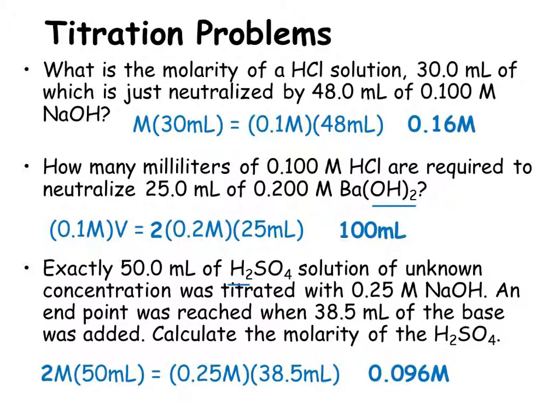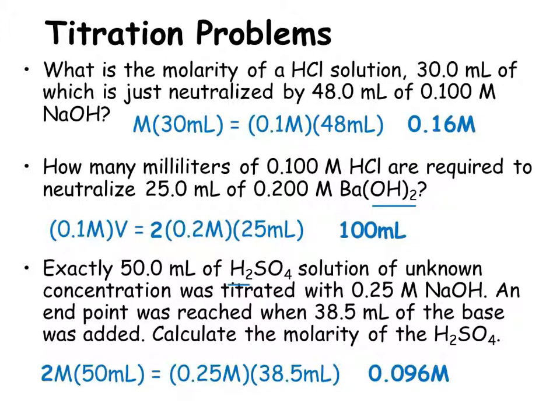In this case, we said how many milliliters of 0.1 molar HCl are required to neutralize 25 milliliters of 0.2 molar Ba(OH)2, which is barium hydroxide. Now notice here we have two OHs, and both of those need to be neutralized with the acid, not just one, so two. So we need to account for both of those. So how do we do that?